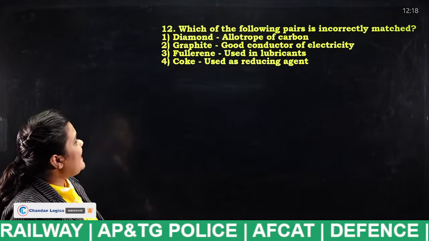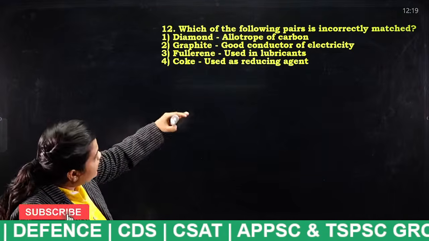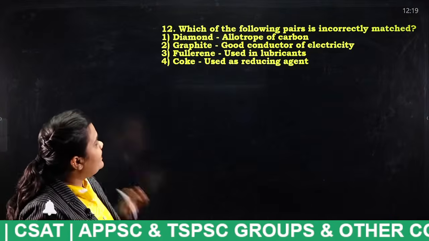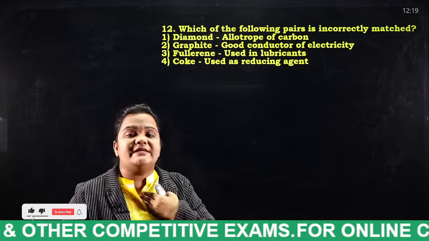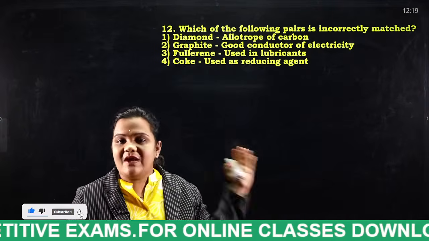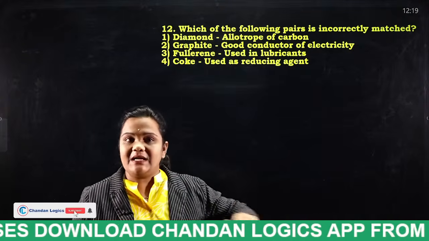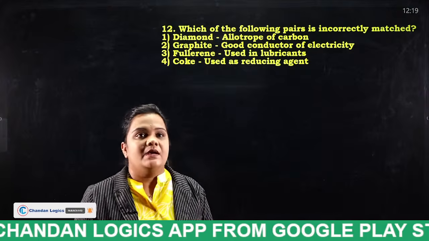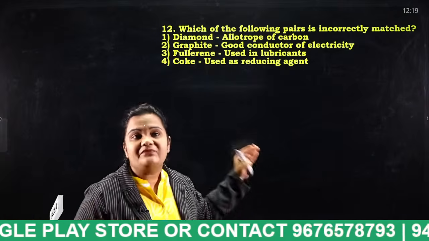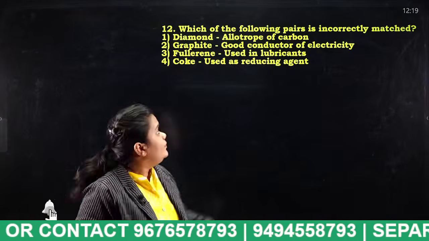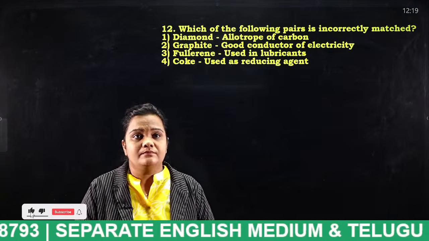Which of the following pairs is incorrectly matched? Diamond, allotrope of carbon. Graphite, good conductor of electricity. Fullerene, used in lubricants. Coke, used as reducing agent. So tell me, students, this question is regarding the incorrectly paired. In the given four options, one pair is incorrectly paired. Identify that and put your answer in the comment section. So listen properly, read the question properly. Yes. So tell me, students, what is the incorrect pair in the given question?